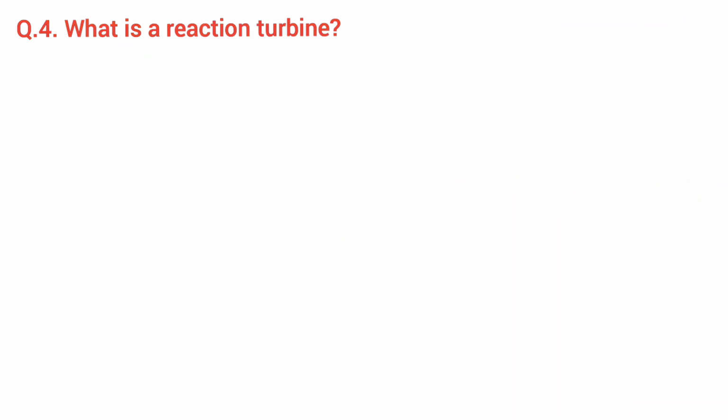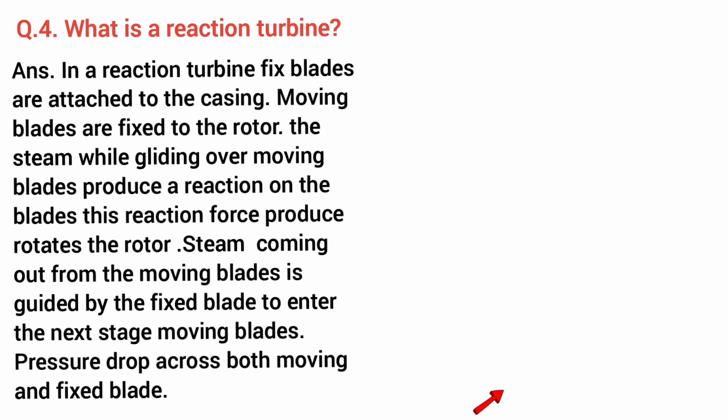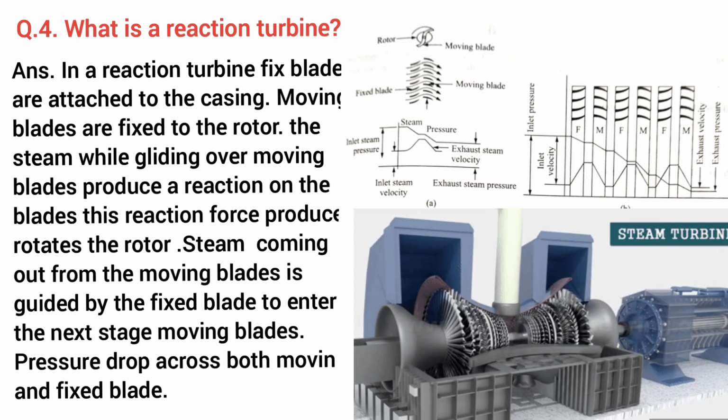What is a reaction turbine? In a reaction turbine, fixed blades are attached to the casing and moving blades are fixed to the rotor. The steam, while gliding over the moving blades, produces a reaction on the blades. This reaction force rotates the rotor. Steam coming out from the moving blades is guided by the fixed blades to enter the next stage moving blades. Pressure drops across both moving and fixed blades.